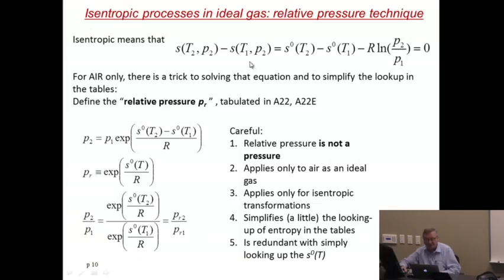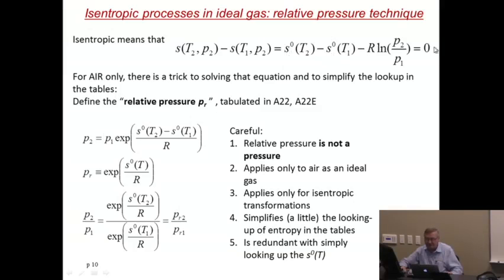In an isentropic transformation, this expression with three terms is what we have to set to 0. So now we end up looking up in our tables both T2 and S0 of T2 and T1, but also we need to know the ratio of change of pressures, which becomes very quickly two equations with two unknowns. There is a trick that is applicable to air only, and that is instead of just tabulating S0, which is done in table A22, you tabulate a variation of it called the relative pressure. It's a trick. So how do we do this?